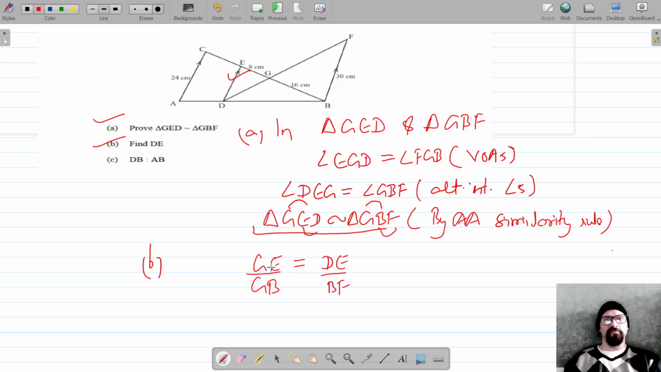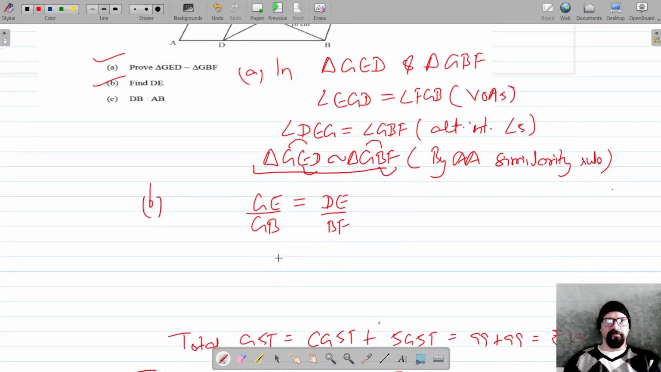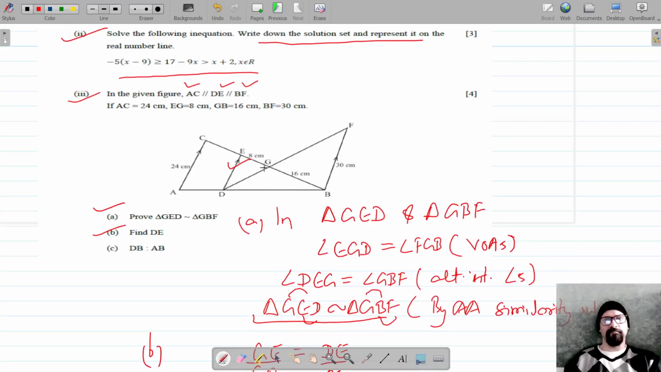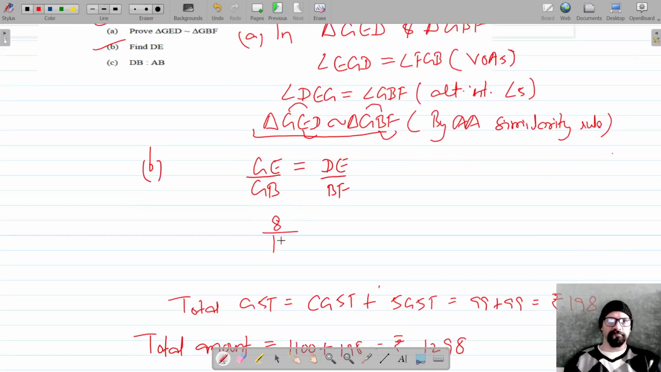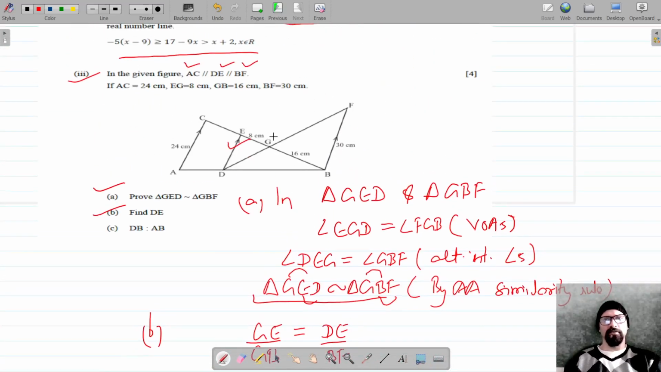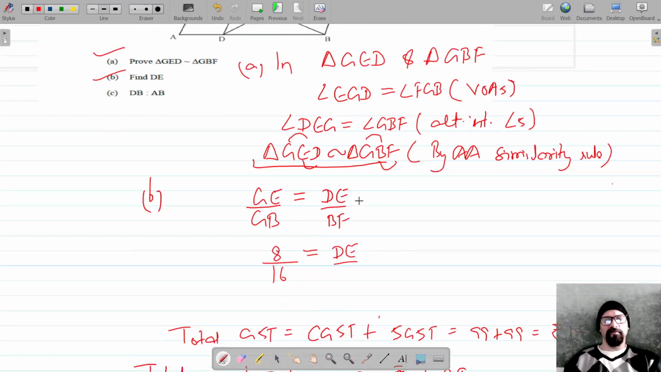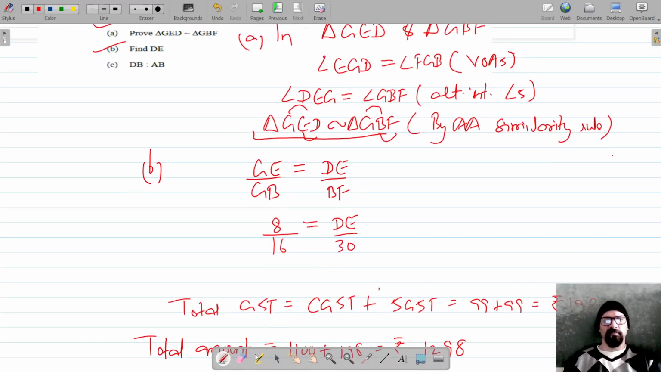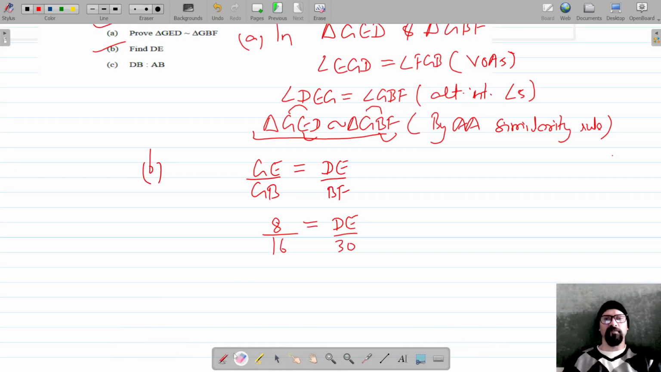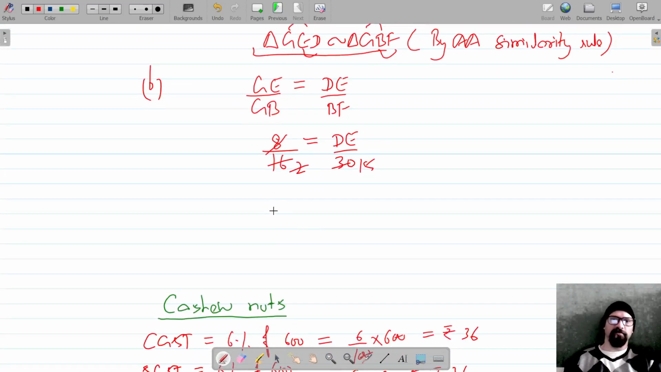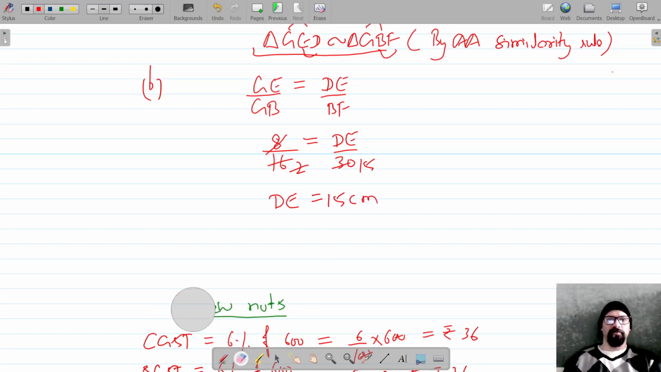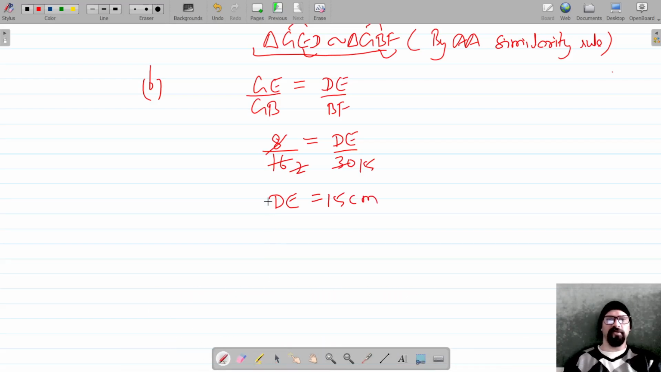Okay, now let's put in the values. GE is 8. Now GB is 16. DE we have to find out, and BF is 30. And this simplifies, so DE is equal to 15 centimeters. So we have got DE, which is 15 centimeters.